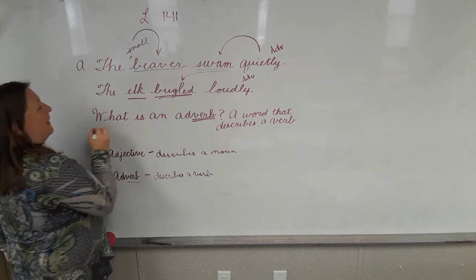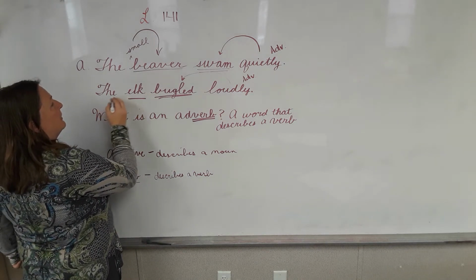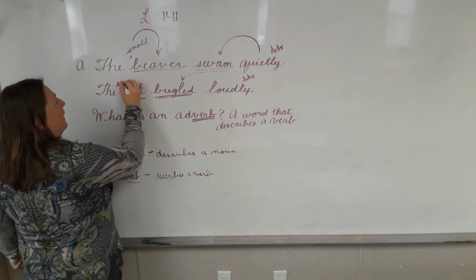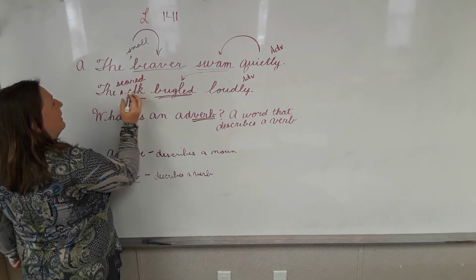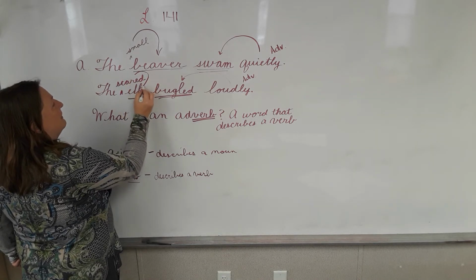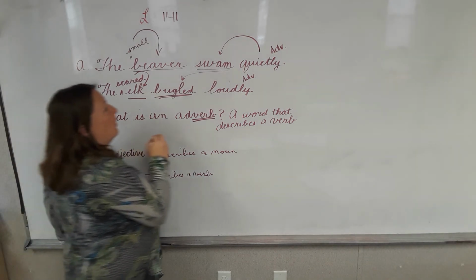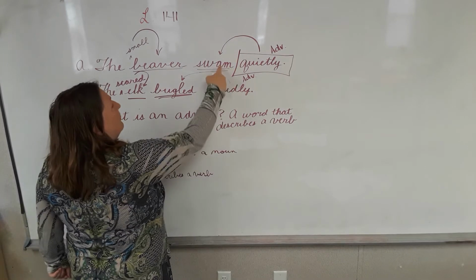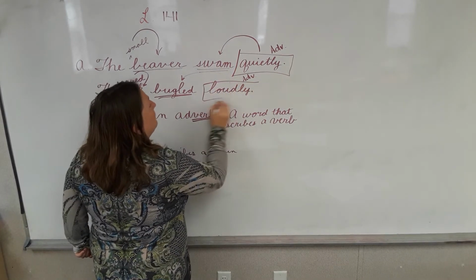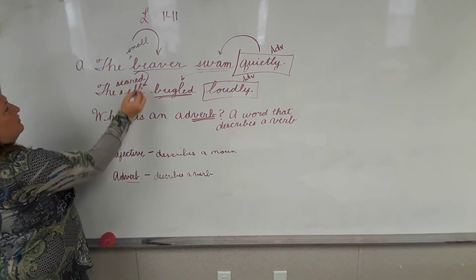Elk is the noun. The elk bugled loudly. What kind of elk bugled loudly? The scared elk bugled loudly. Scared describes the elk. Scared is an adjective. So the adverb describes a verb. The adverb describes a verb. The adjective describes the noun.